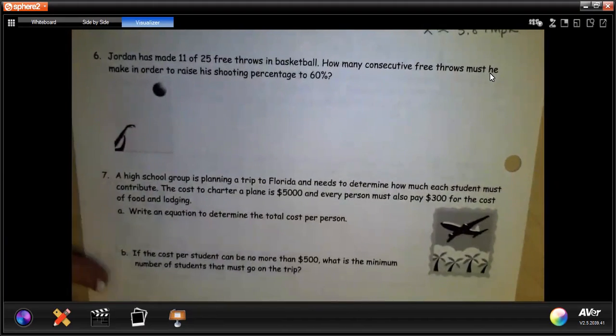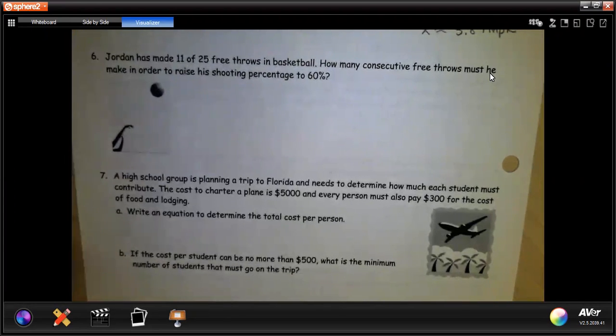All right. The next one here says Jordan has made 11 of 25 free throws in basketball. How many consecutive free throws must he make in order to raise the shooting percentage to 60%? So the first ones we did were work problems. The second ones we did were current problems and the inverse variation. Now we are going to do a percent problem.